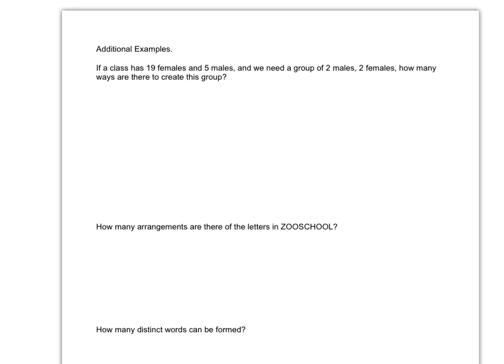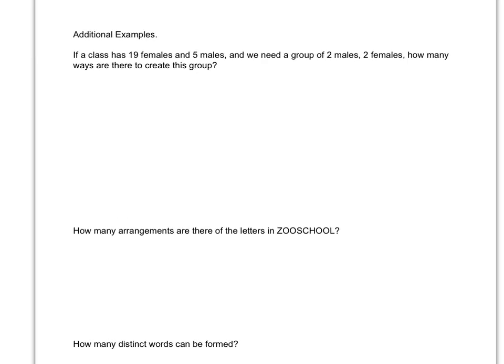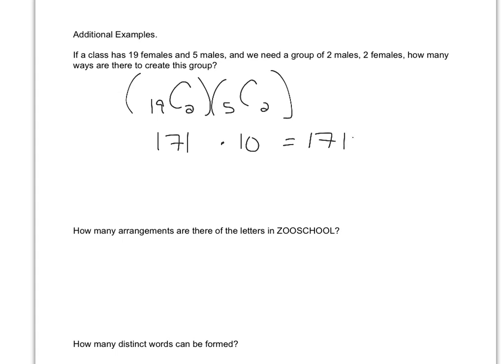All right, just a couple other examples. If a class has 19 females and 5 males, and we need a group of 2 males and 2 females, how many ways are there to group it? So again, it's an "and." We need 2 males and 2 females, so same idea. So we'll do 19 choose 2 times 5 choose 2. And you can put this in the calculator, you can do the math, but this one's going to be 171, and this one is going to be 10. So this is going to be 1,710.